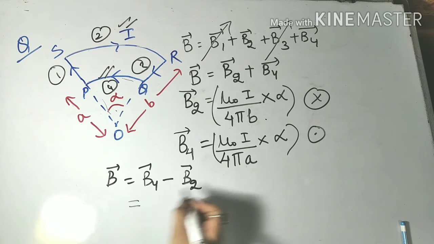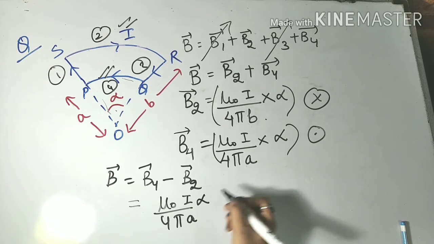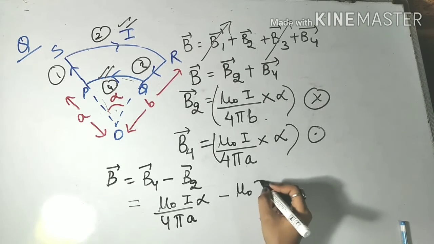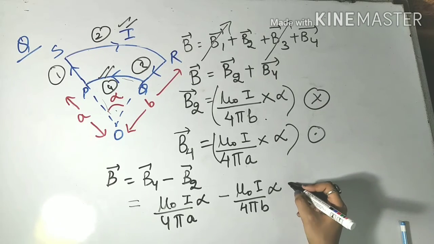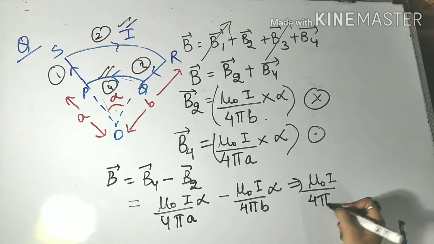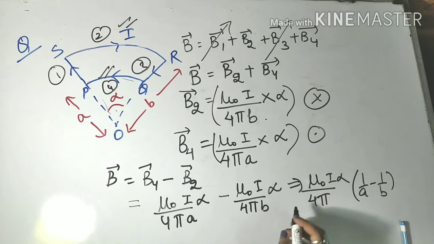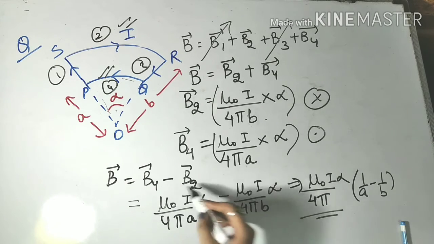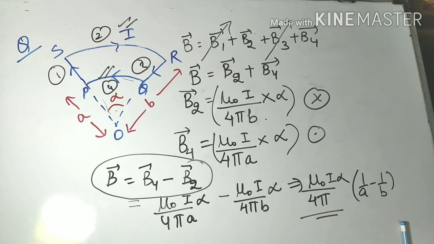So for B4 you can write mu naught I by 4 pi A alpha minus mu naught I by 4 pi B alpha. So we can write here mu naught I by 4 pi alpha as common, 1 by A minus 1 by B. अब हमें यहाँ पे डायरेक्शंस की जरूरत ही नहीं, क्योंकि डायरेक्शंस को कंसीडर करने के बाद हमने ये लिखा है. ठीक है, तो ये अपने आप में पूरी फील्ड है. This is the resultant field at O.